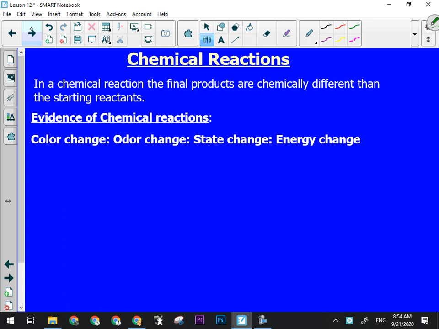We talked about these as well already. Evidence of chemical reaction: color change; odor change, which usually indicates that a gas has been formed; state change, changes in solubility, or something condenses, which could be any kind of state change; energy change, temperature change, hotter or colder. All evidence of a chemical reaction.